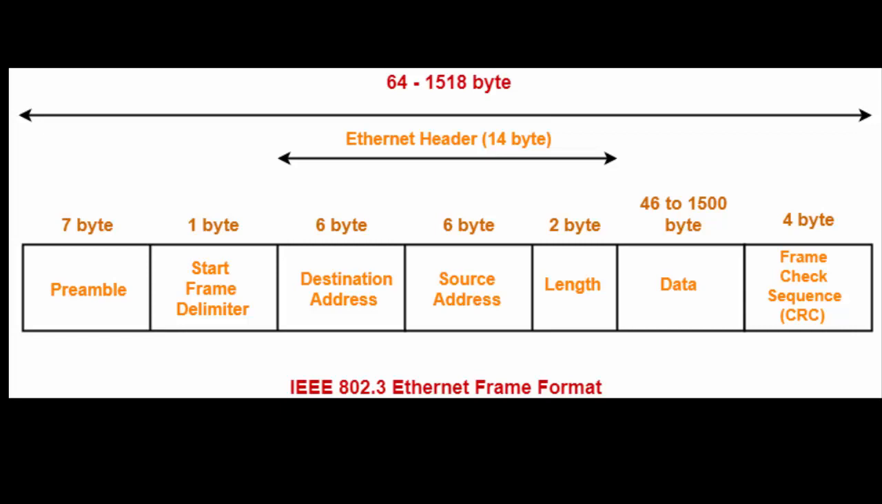Then there is the CRC, the cyclic redundancy check, which is a 4 byte field. This field contains a 32-bit hash code of data which is generated over the destination address, source address, length, and data field. If the checksum computed by the destination is not the same as the sent checksum value, the data received is corrupted. So I hope you understand all about the MAC header.